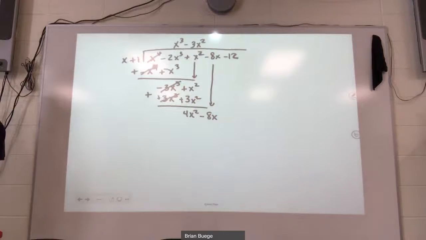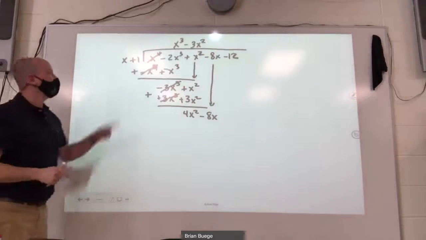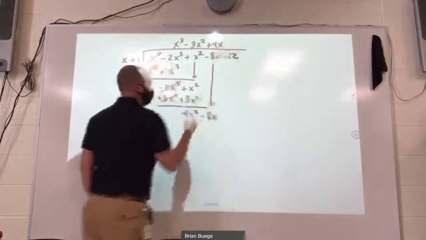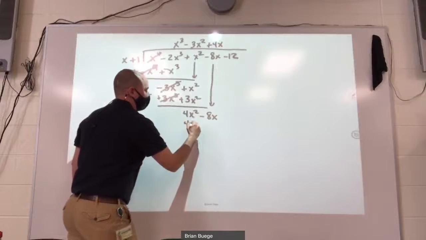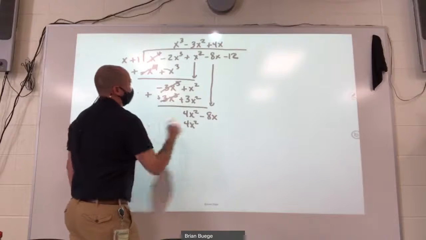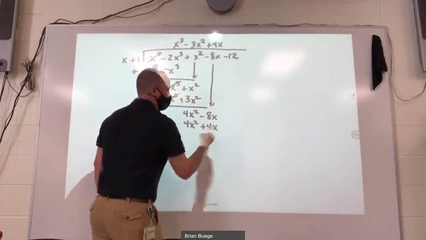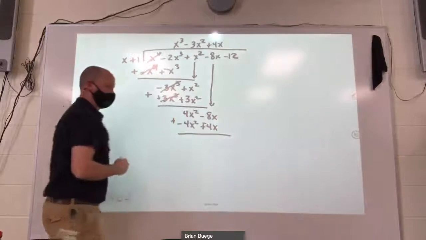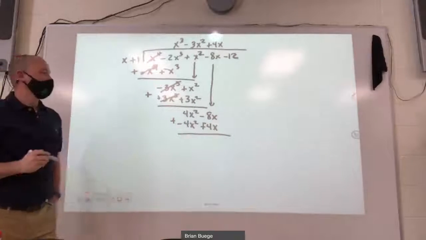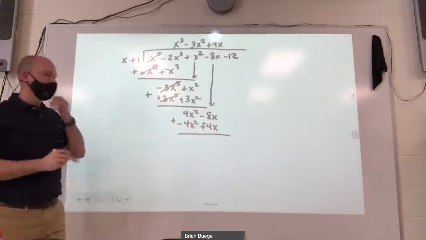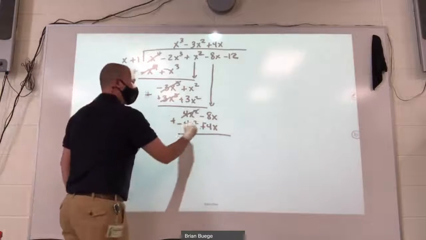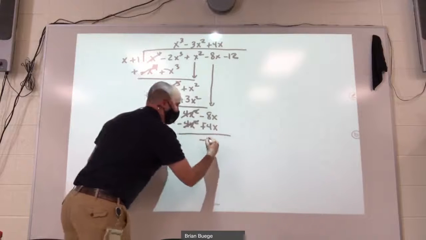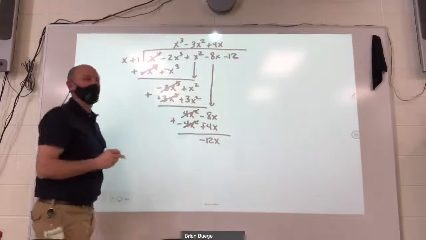And every time you bring something down, you start over and go again. This time we multiply by 4x, positive 4x. Add the opposite again. This time the x squareds cancel out. Negative 8x and a negative 4x gives me negative 12x.